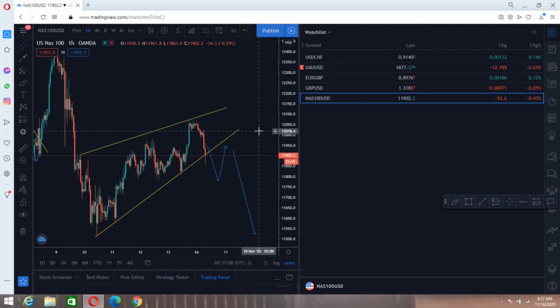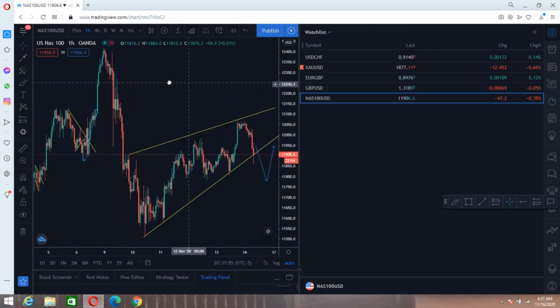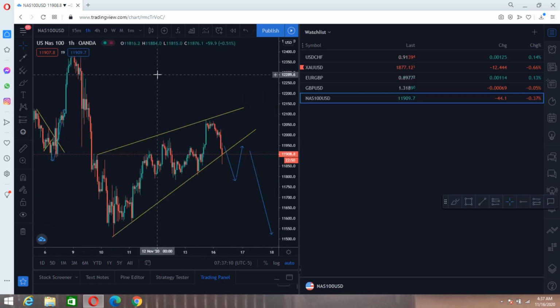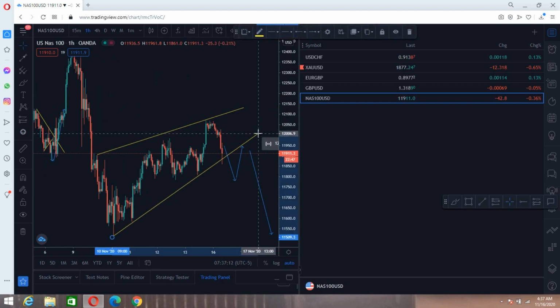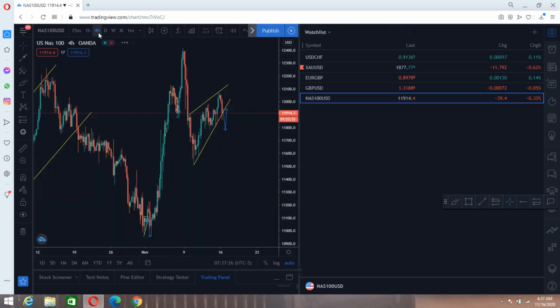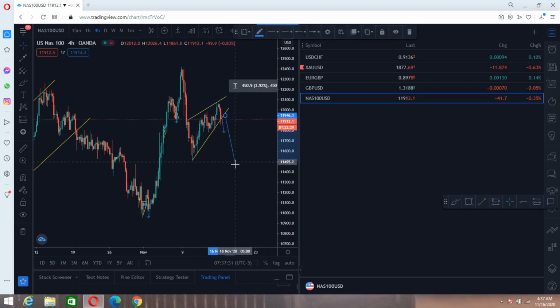So what I don't like about this pair normally is that it doesn't come for a retest. When it shoots down, it shoots straight down. But maybe here it will create a pattern for me. So I'll be waiting for a retest on the NAS 100. Then we know our target is gonna be here.